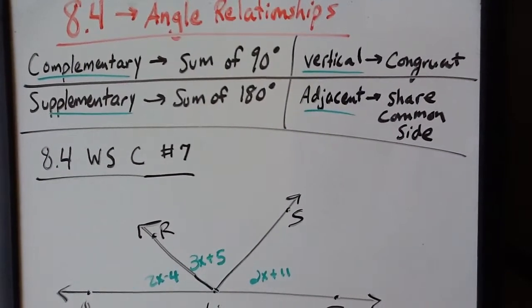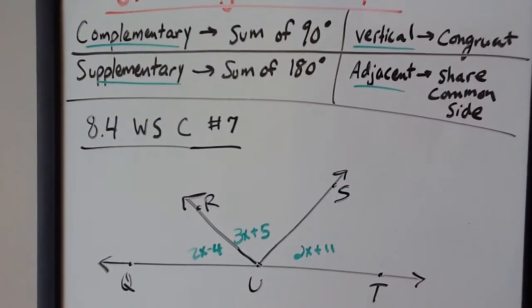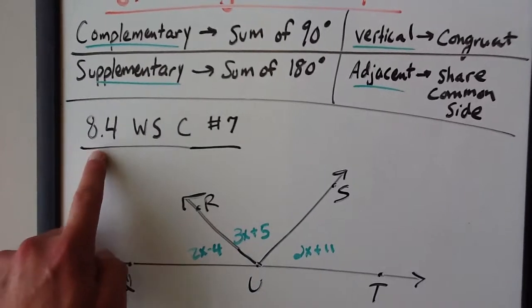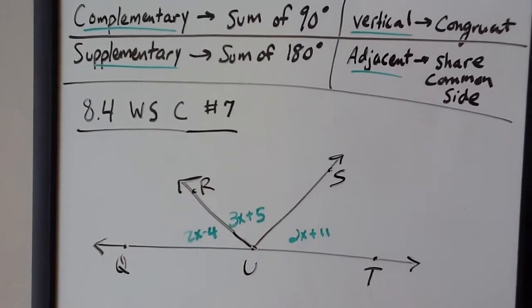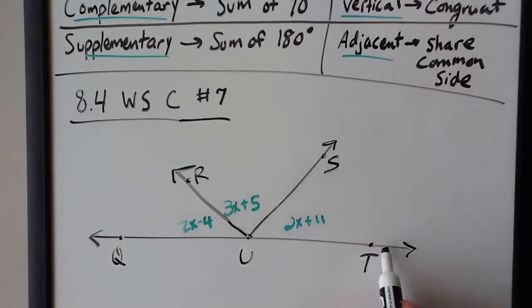If angles are adjacent, adjacent angles share a common side. So the example we'll do in this video comes from 8.4 worksheet C. This is number 7. Here we have this diagram. We have line QT right here, and on this line it's divided into a couple parts.